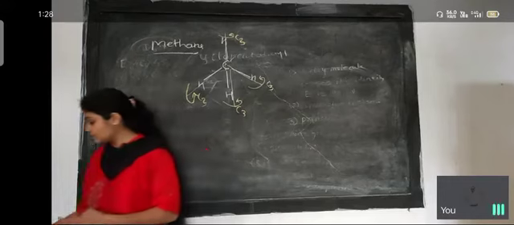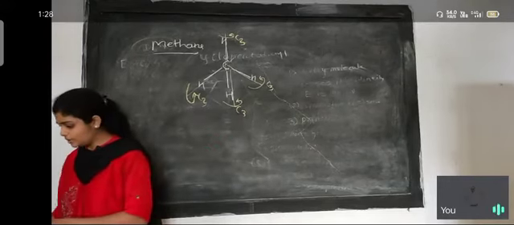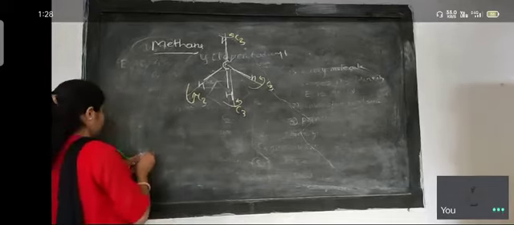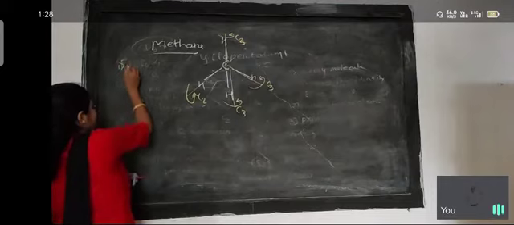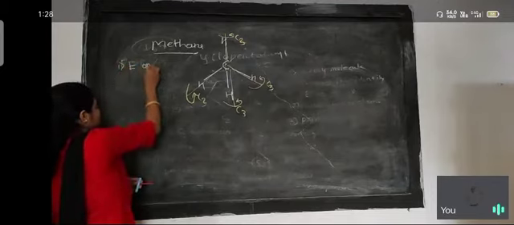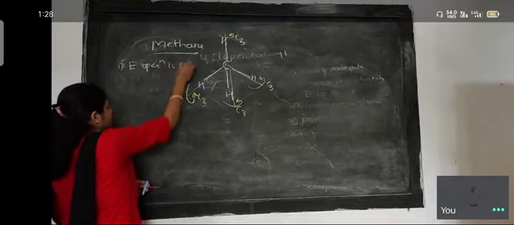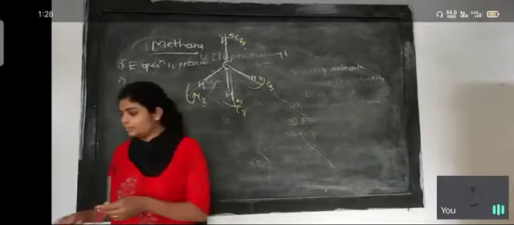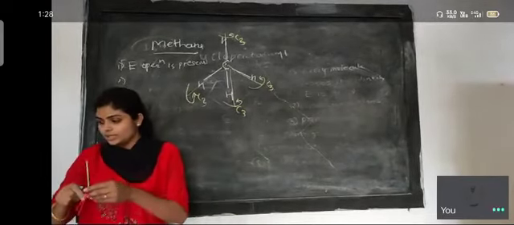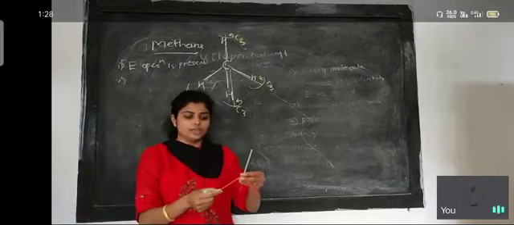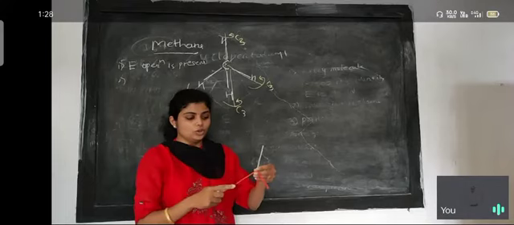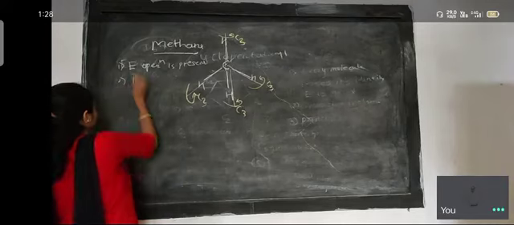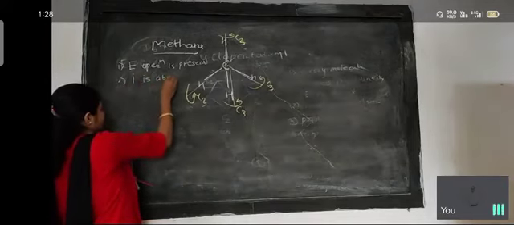Every molecule possesses identity, so the identity operation is present. Then, when you consider this molecule, the center of inversion is absent. See here the center, carbon, and the hydrogens. At equal distance in the opposite direction there is no same atom, so inversion is absent. I is absent.